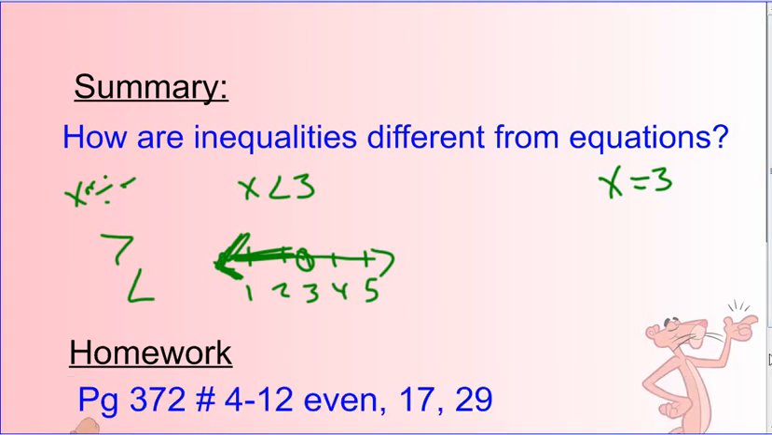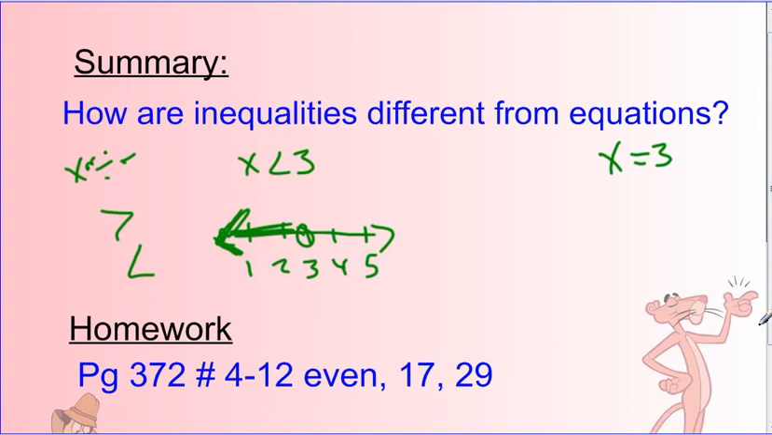And homework. Homework comes from page 372, numbers 4 through 12 even, which is not that many questions. And then 17 and 29.